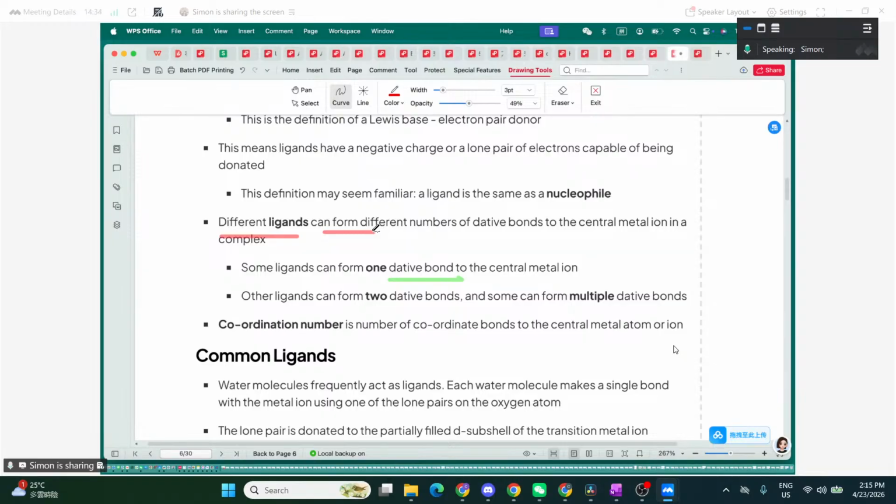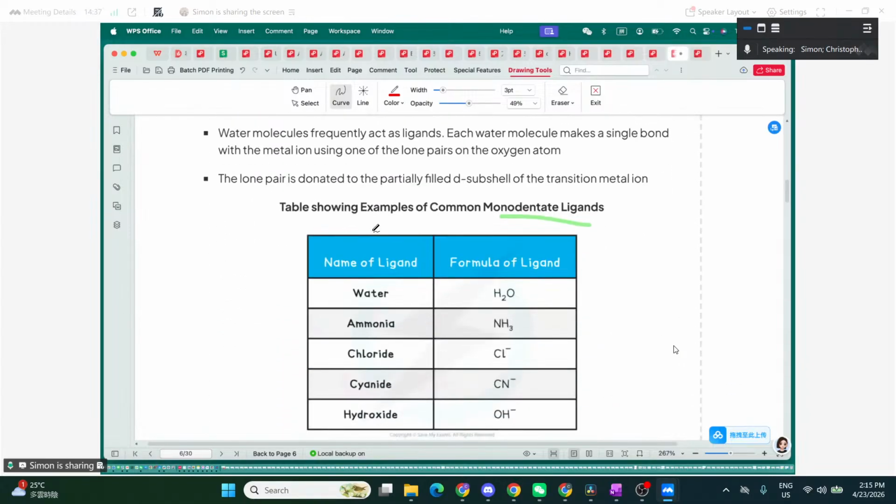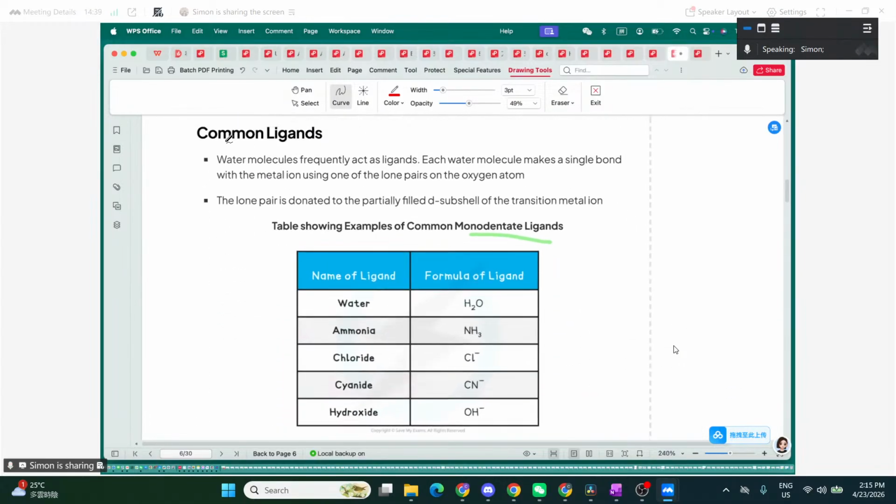For this, there are some common ligands, like water. Look at this one. This ligand is water, and here's the formula of the ligand. Water molecules frequently act as ligands. Each water molecule will make a single bond with the metal ion, using one of its lone pairs, right? No problem.